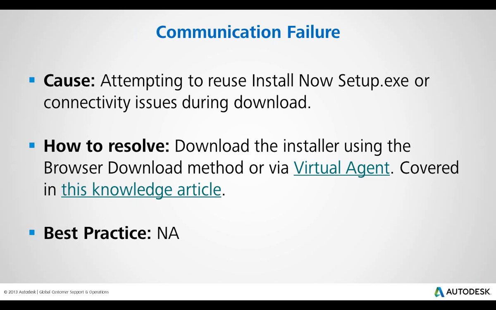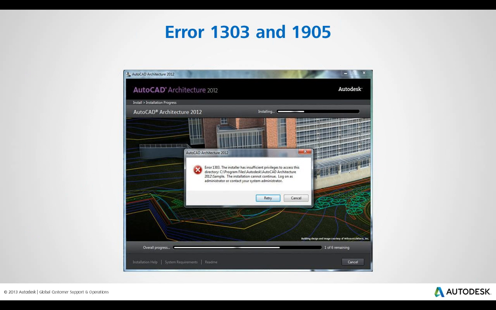All right, so this is an interesting one in that you'll usually get 2 error messages, one right after the other, during the install process. The first error message will be Error 1303: Installer has insufficient privileges to access this directory, and then it'll give you a path to the directory.